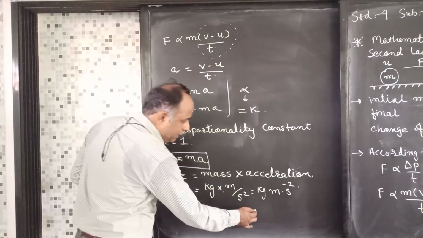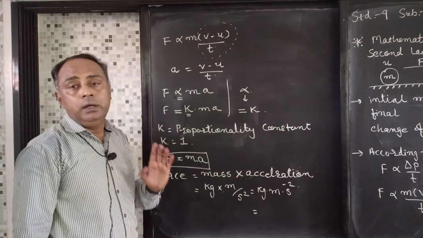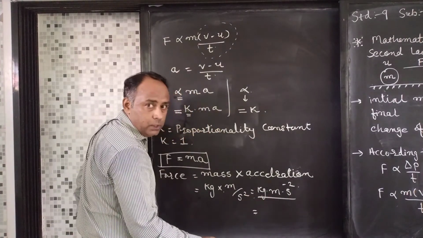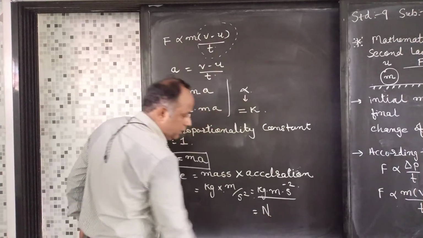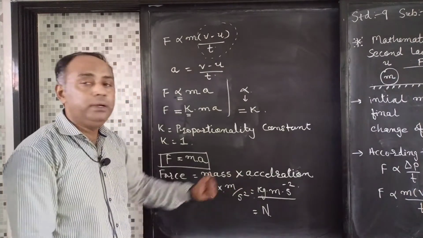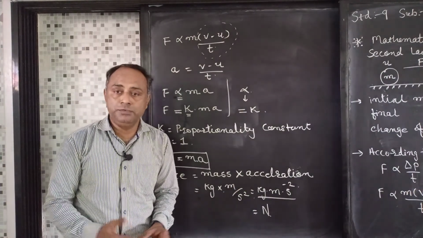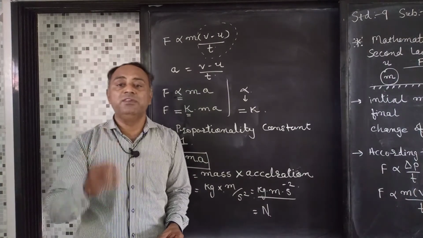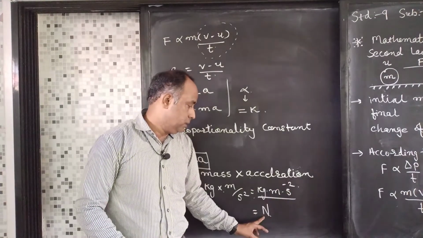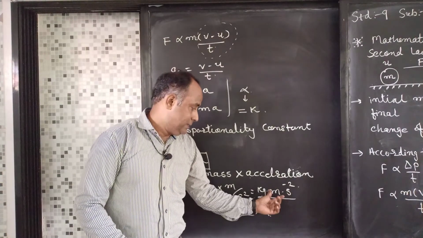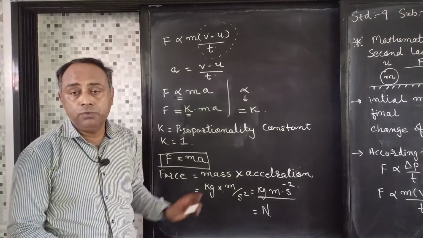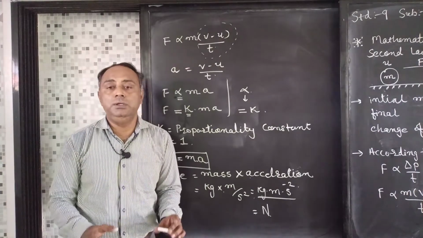And in the memory of the scientist Sir Isaac Newton, this whole unit is represented as capital N. Whenever we use the name of a scientist as a unit, we take the very first letter in capital form. So here capital N represents this whole compilation of units, and capital N is the unit for force. So force is measured in Newton.